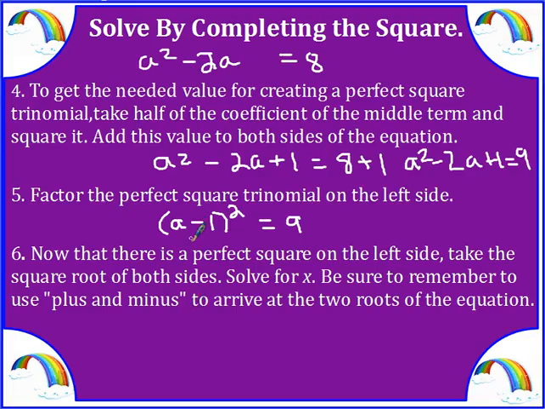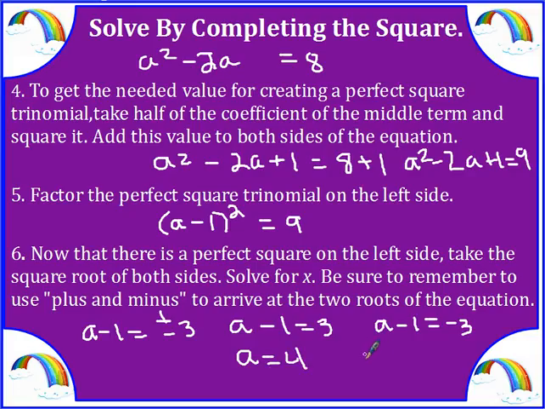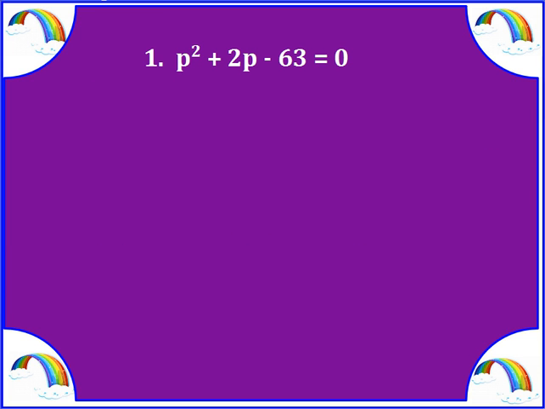Now that we have a perfect square on the left, we can take the square root of both sides and solve. So I'm going to take the square root of both sides, and that gives me a minus 1 is equal to positive and -3. We're going to set each of these up equal to the positive 3, and then set it up to -3 and solve. So a equals 4 and a equals -2. Those are our two roots. So let's try one more example if you need another one.